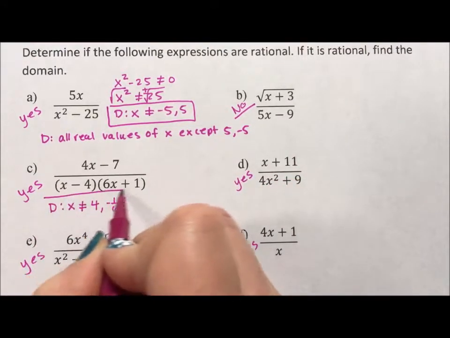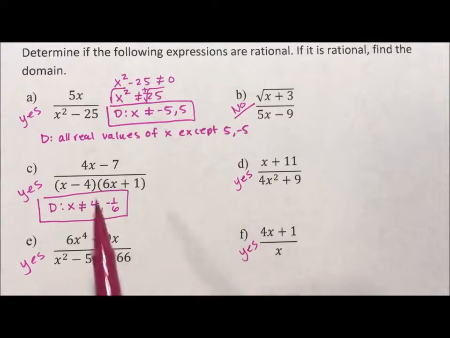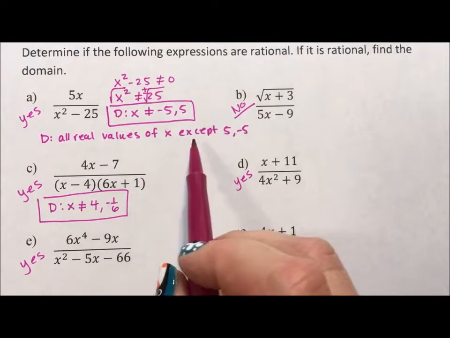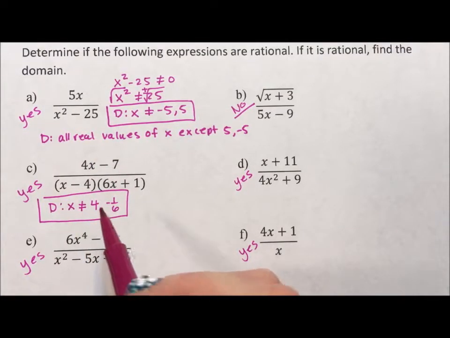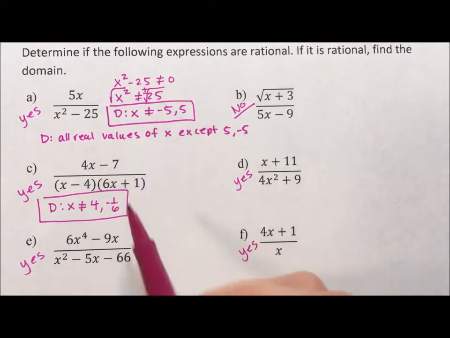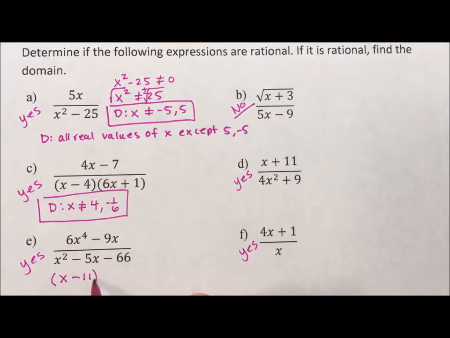Again, if you want to write this as a sentence, I could write all real values of x except 4 and negative 1/6. For this one, much like A, where I had the option of factoring first, this one I have to factor first. So two numbers that multiply to negative 66 and add up to negative 5 looks like x minus 11 and x plus 6. This cannot be 0, which means my domain is x cannot be 11 or negative 6.